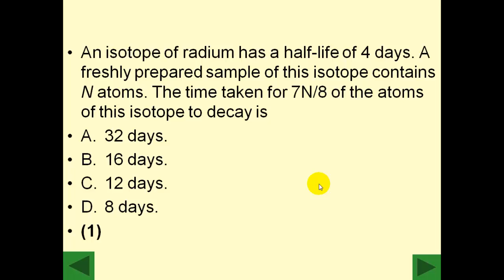We have a question for you. An isotope of radium has a half-life of 4 days. A freshly prepared sample of this isotope contains N atoms. The time taken for 7N/8 of the atoms to decay is, in other words, if 7/8 N have decayed, it means you have 1/8 N left. After one half-life, it would be half. After 2 half-lives, it would be a quarter. After 3 half-lives, it will be an eighth. So it's 3 half-lives. We know that each half-life is 4 days, and 3 of those would be 12 days. So the answer must be C.